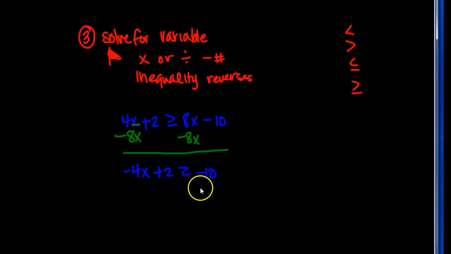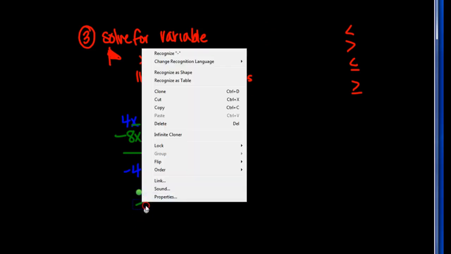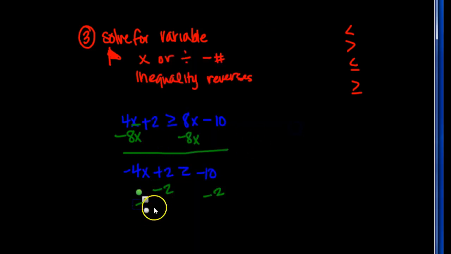Now, I still need to move the 2 over. So I'm going to subtract 2 from both sides. So now negative 4x is greater than or equal to negative 12.